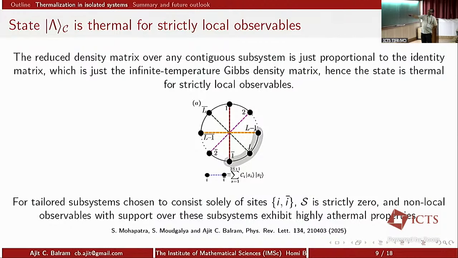So for example, let's say I took the subsystem to be made up of sites I and I bar. So this is the subsystem and the rest of it is the other subsystem. Then the entanglement entropy between these two is exactly 0 because there are no bonds that go away from this subsystem out to the other subsystem. So for tailored subsystems that are chosen to strictly consist of sites I and I bar, this entanglement entropy is exactly 0. And the important thing to keep in mind is that you can have non-local but few body observables which are highly athermal in these states.